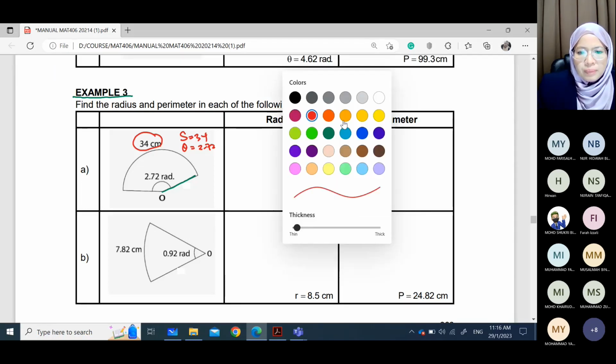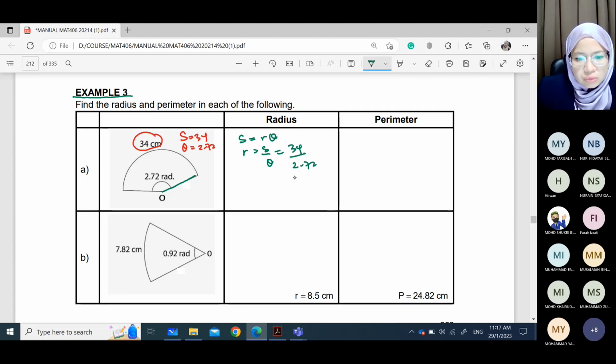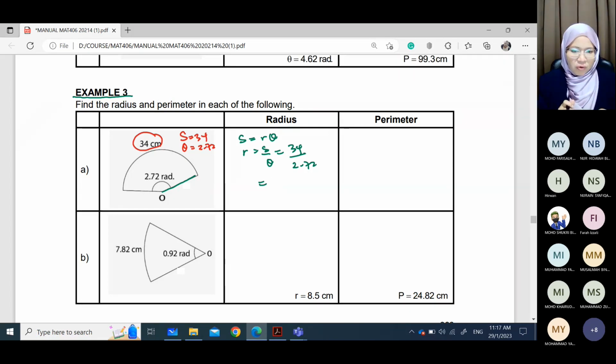Okay. So, apa-apa pun kita tengok dia, it is based on the formula. So, S equals R theta. So untuk dapatkan R, kita pindahkan theta dan kita akan dapat S over theta. So masukkan je nilai S. So S is 34, theta is 2.72. So the radius is 34 over 2.72, 12.5 cm. So this is the radius.